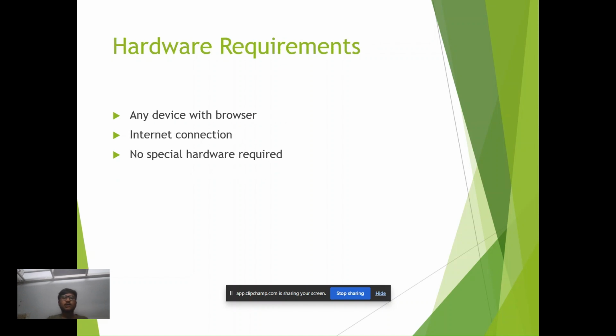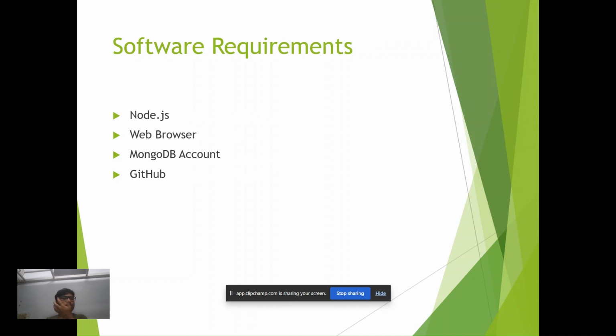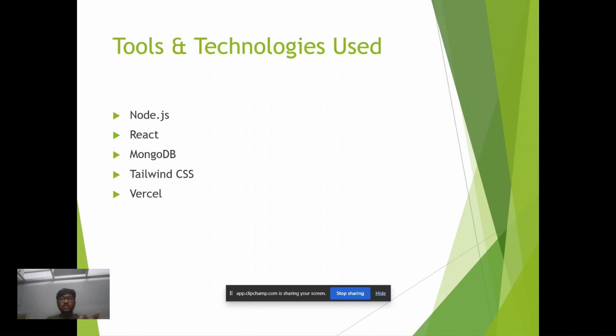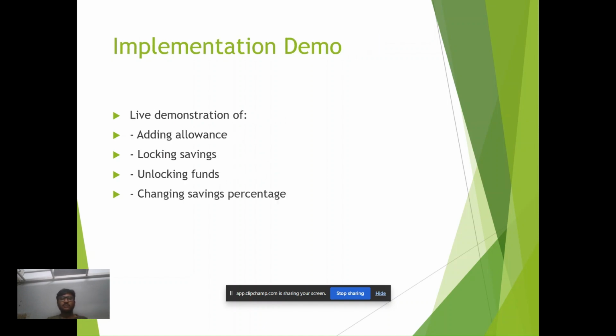Hardware requirements are any device with browsers and internet connection, and software requirements are Node.js, web browser, MongoDB account, and GitHub. Tools and technology used: Node.js, React, MongoDB, Tailwind CSS, and Vercel. So now let me move on to the code explanation.